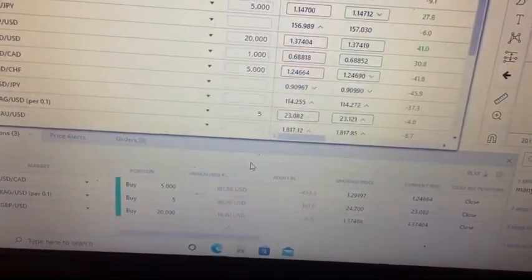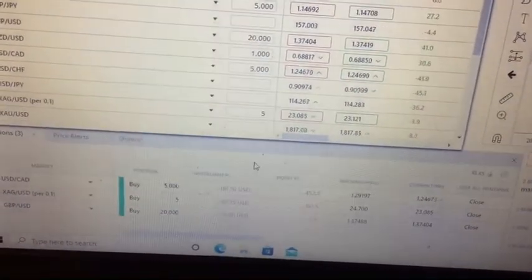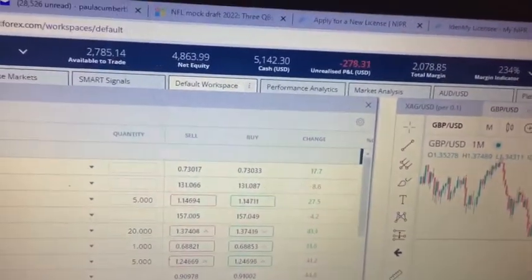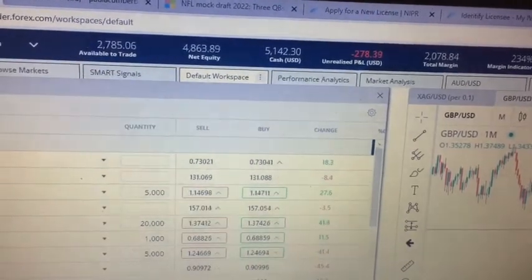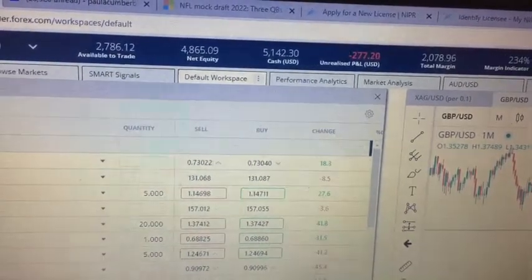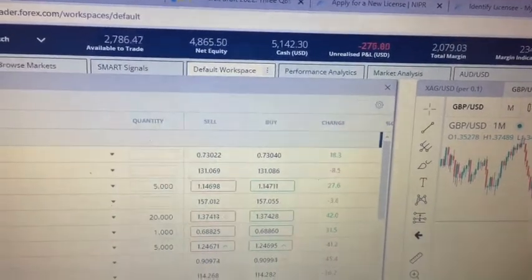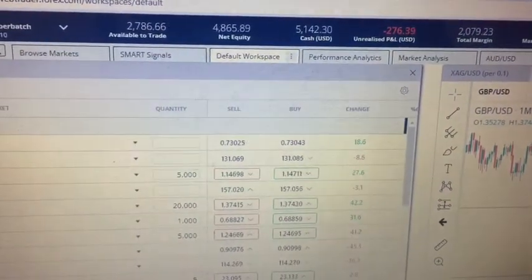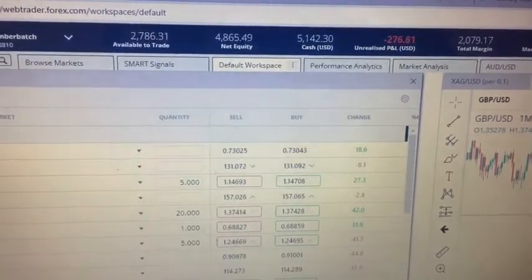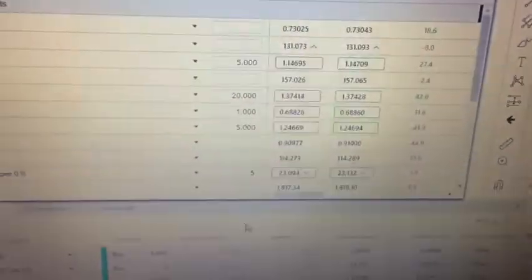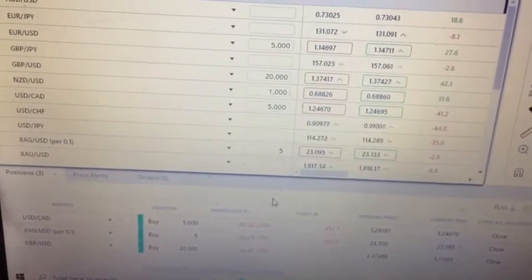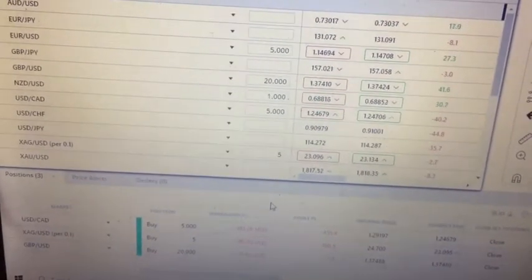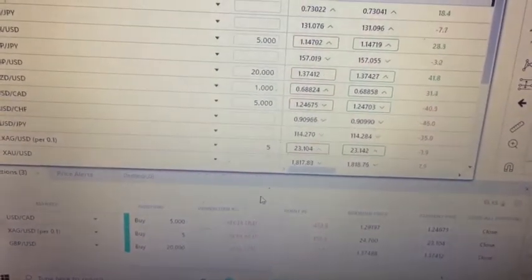What you want to do is ensure that there's always enough in the account. In the account, 5142 is greater than the unrealized loss of 277.01. So you want to always make sure that there is definitely enough in the account to absorb those fluctuations, so Forex doesn't take away all your money, and then you have to start all over again.